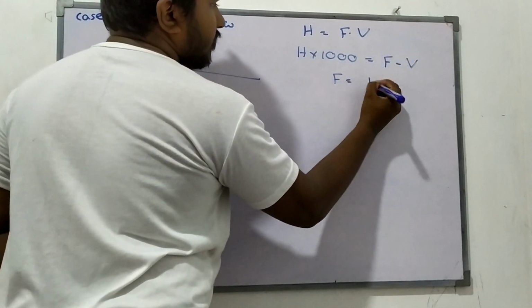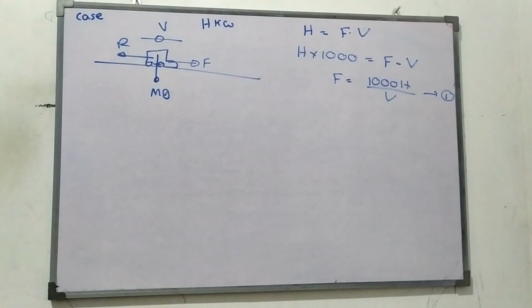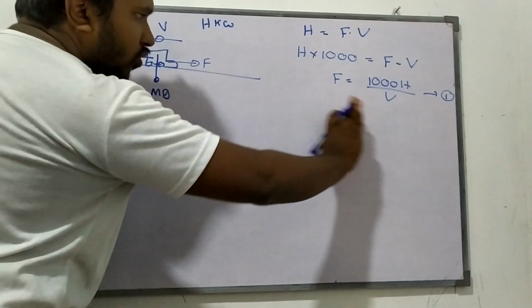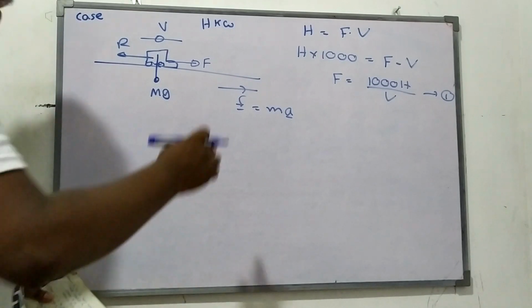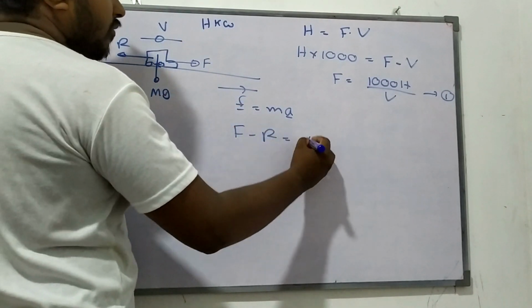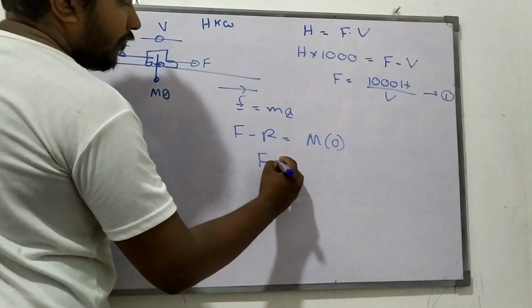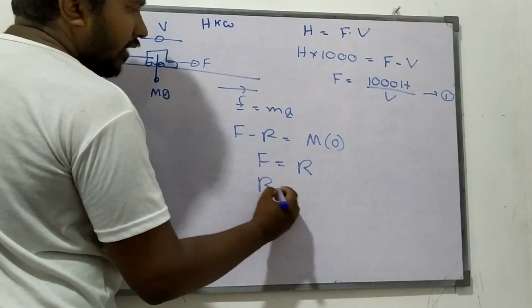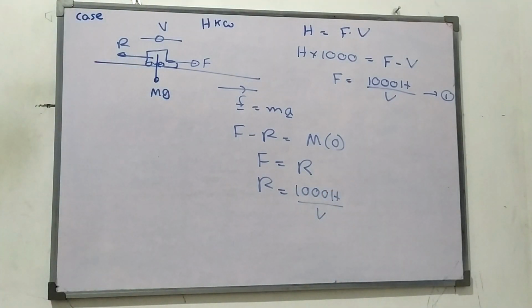Then F is 1000 H over v, and also the car is moving with a constant velocity v. When I apply F equals ma to the vehicle, what will happen? F minus R equals m into 0, then F equals R. So R will be 1000 H over v. This is the relation of the first case, case number 1.